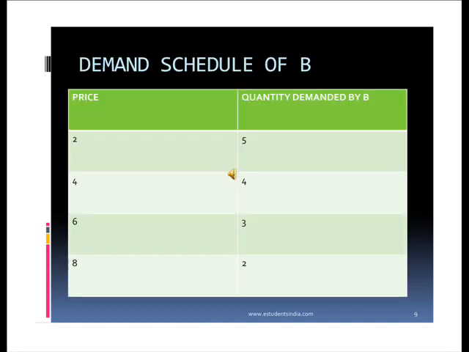Demand schedule of B. B is another consumer, second consumer. His demand schedule is given. Price 2, quantity demanded by B, 5 units. Price 4, quantity demanded by B, 4 units. Price 6, quantity demanded by B is 3 units. When the price is 8, quantity demanded by the customer B is 2.